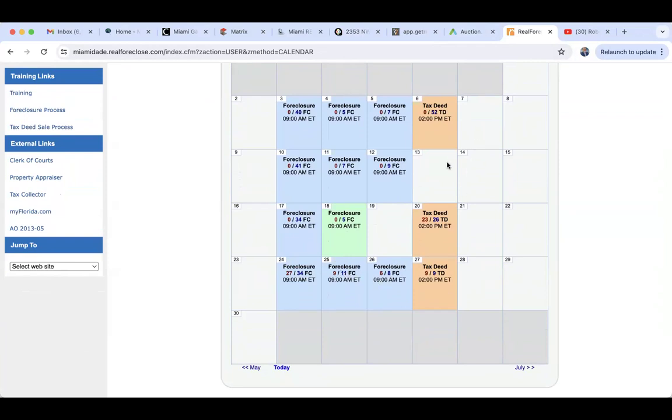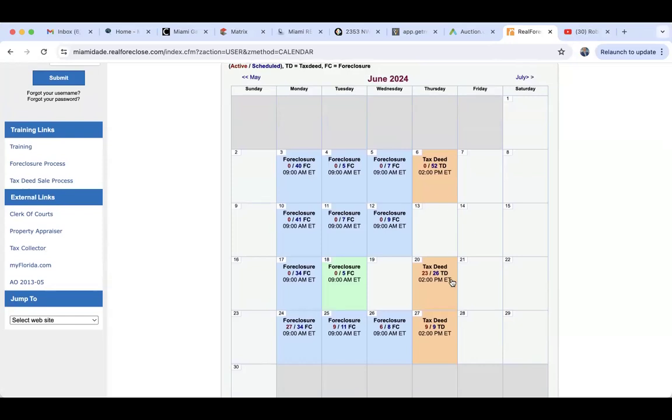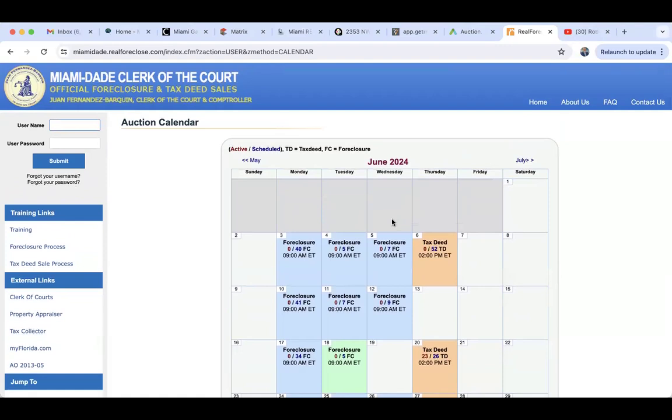The orange symbols on Thursdays are tax deeds and certificates of tax liens that are for sale. All the others are foreclosures, right? Foreclosure auctions through the county clerk of court.